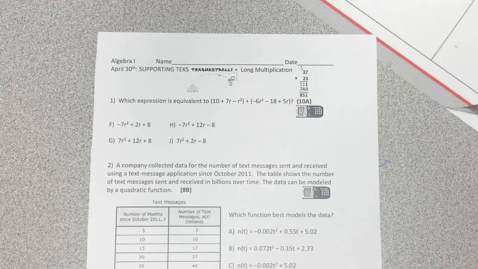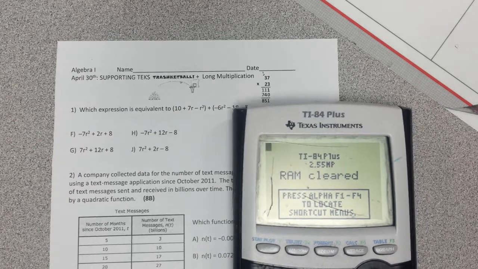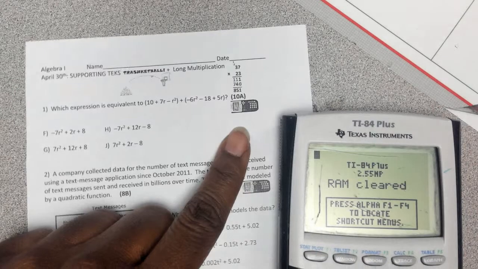You can ask. All right, make sure you have a calculator. That's very important for this review. Many of these are calculator problems, okay? So the first one is a calculator problem.